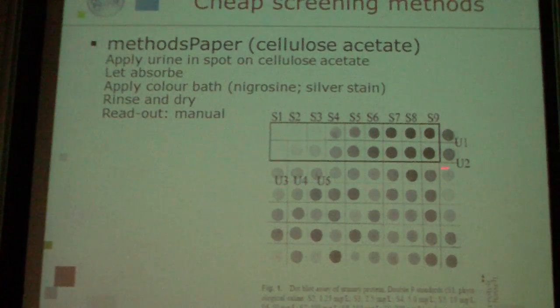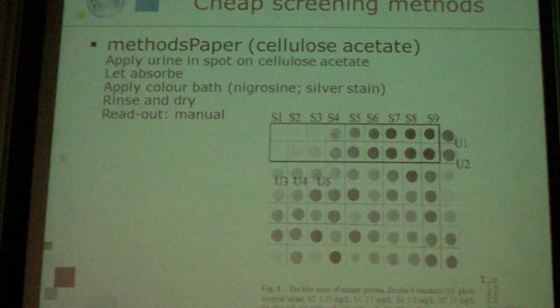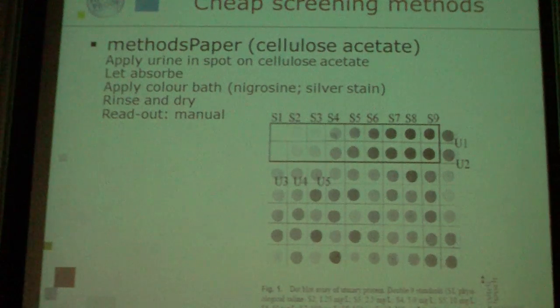You make a standard concentration of urines. We can see here, S1 to S9. These are, for instance, patient samples. You have several concentrations of proteins. You apply the urine just in a spot on every way here on this paper, and you can stain it with several available and cheap stains.